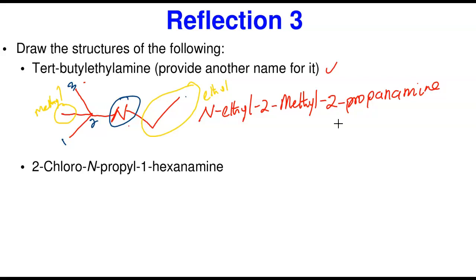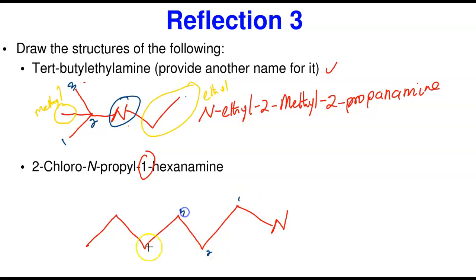Now we go to this one. This one is 2-chloro, N-propyl, 1-hexenamine. All right, so this is a hexenamine. I'm going to first put the hexenamine, and the nitrogen is in carbon number 1. So I'm going to number 1, 2, 3, 4, 5, 6 and put my nitrogen here. That is the longest chain, and the nitrogen is in number 1.